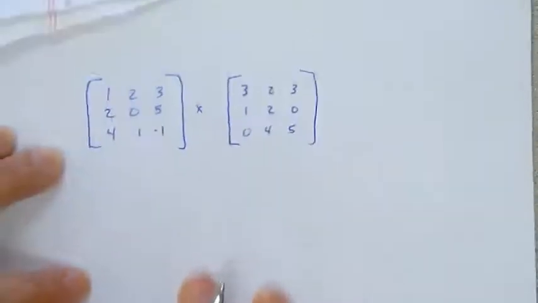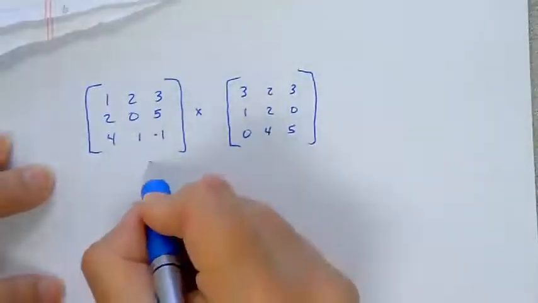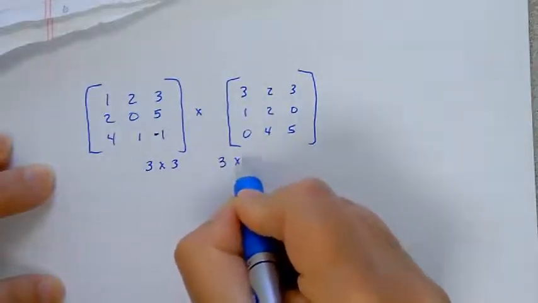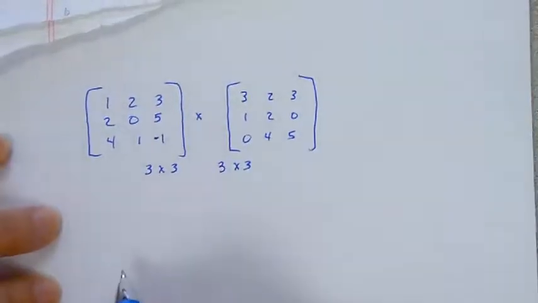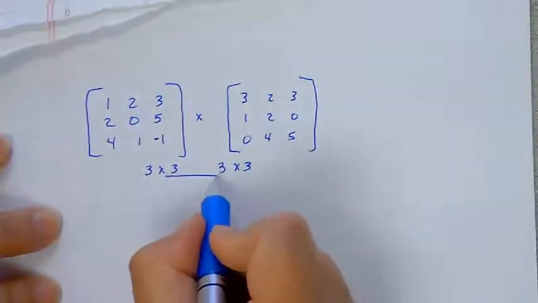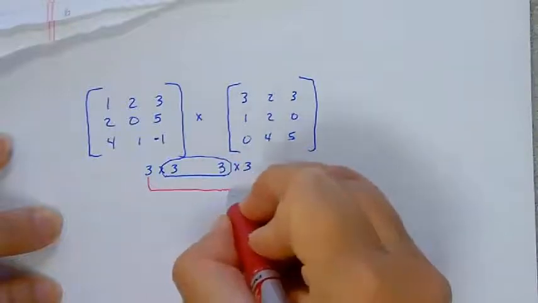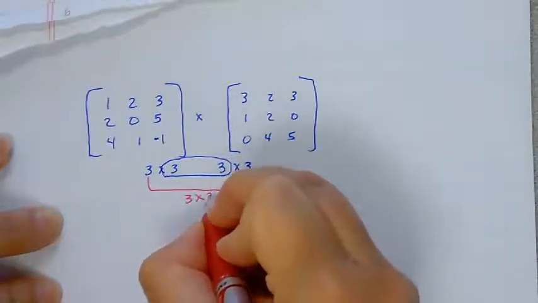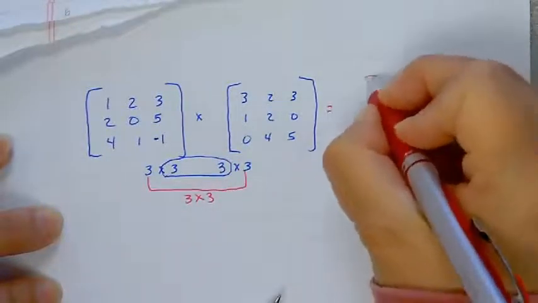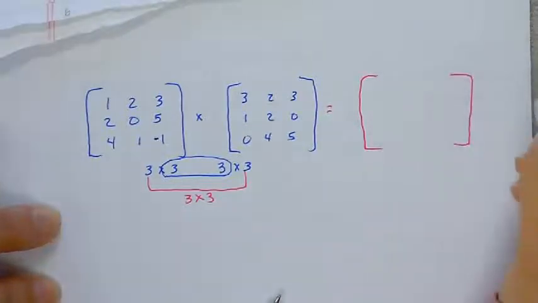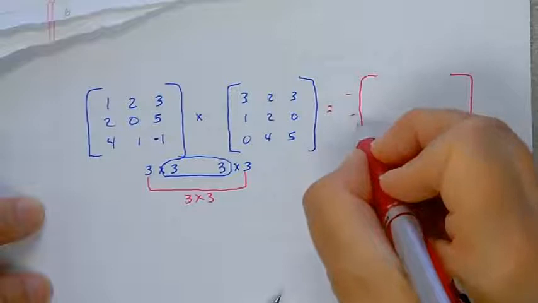So what I've got is a 3 by 3 and a 3 by 3. So I'm going to check to see first if I can multiply them together. And since this is the same, that means it's a yes, and my answer is going to be a 3 by 3. So I'm going to draw my answer matrix. It's got to have 3 rows and 3 columns.